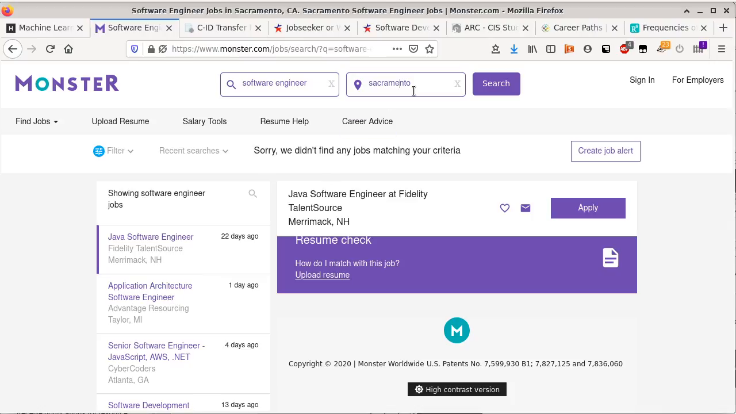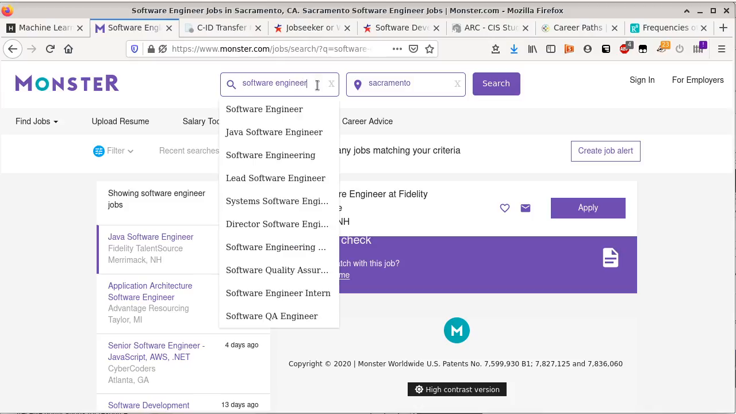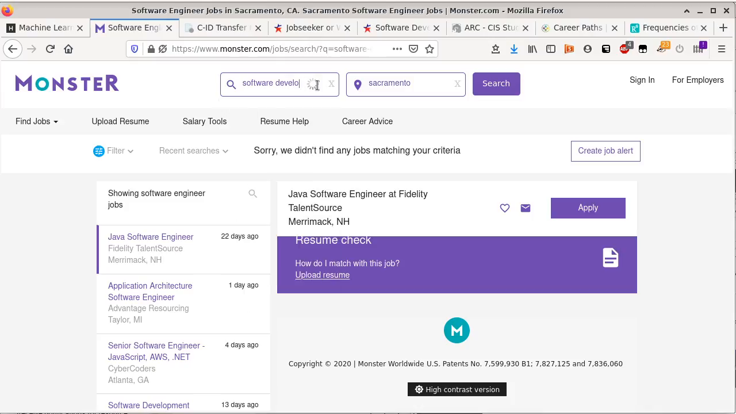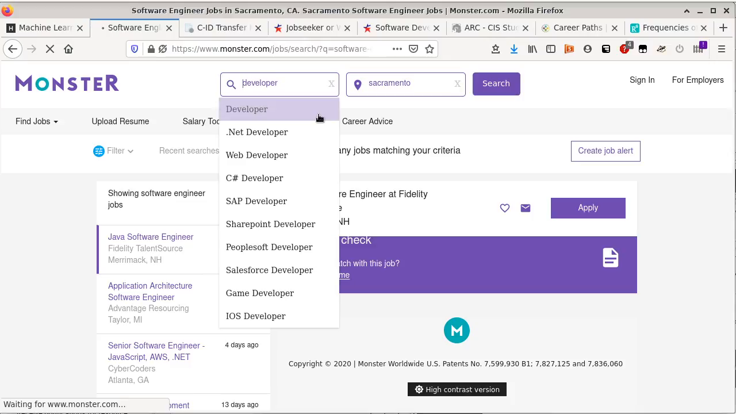You can see that, location-wise, most of these are not in Sacramento, and we didn't find any job matching your criteria. So Sacramento doesn't have any software engineer job, so we'll look for software developer. And sometimes we can also look for just developer, and nothing. How about just developer?